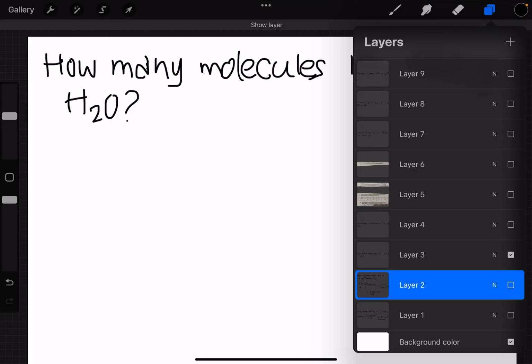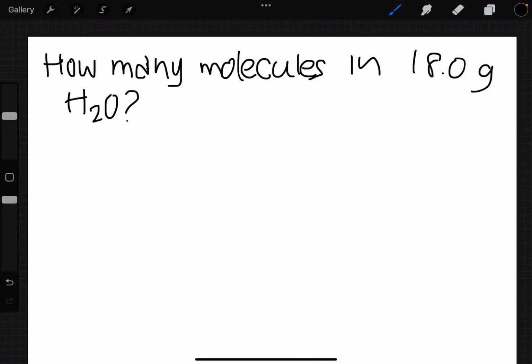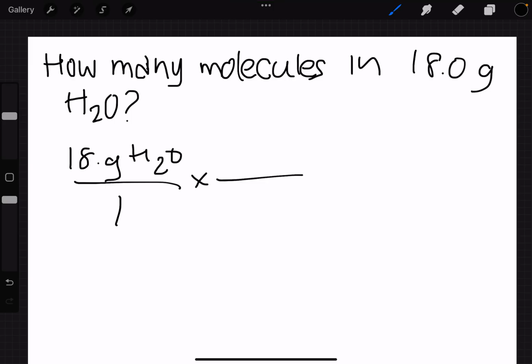Okay, next question. How many moles are in 18 grams of hydrogen? Or how many molecules? 18 grams of water, H2O. I don't know, I'm tweaking. And convert to molecules, but first you have to convert grams to moles. Sorry, I tweaked out.